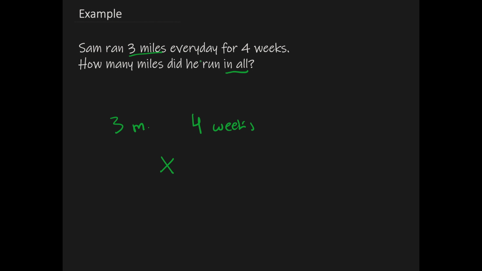But the thing is, here it says day, and here it says weeks. So how many days are in a week? That's 7. So now we have to multiply 7 times 4 to get how many days he ran for. Let's do 7 times 4. Try and figure that out.